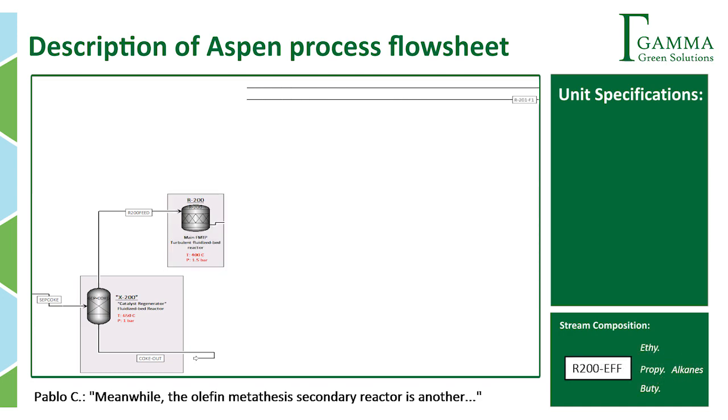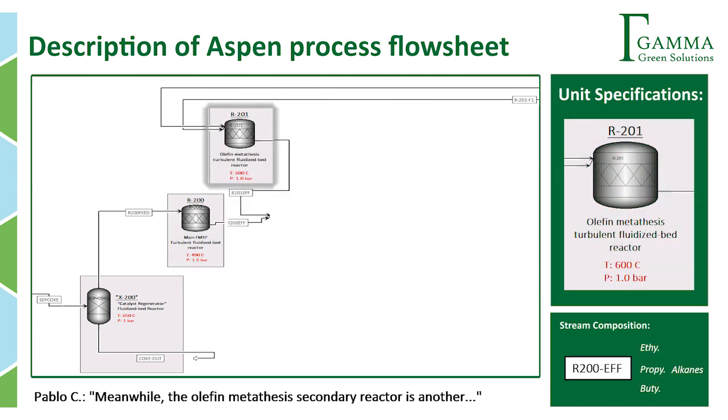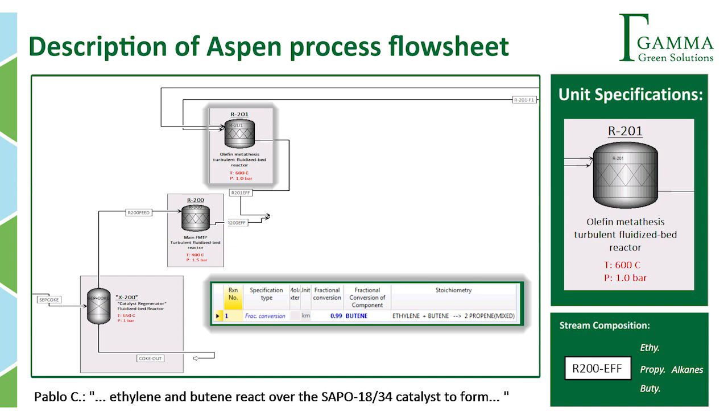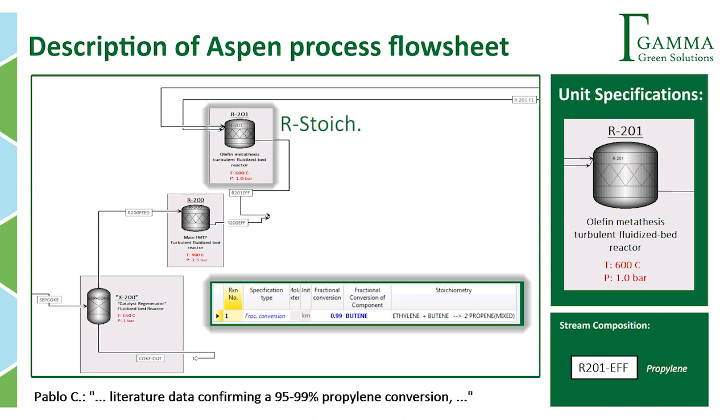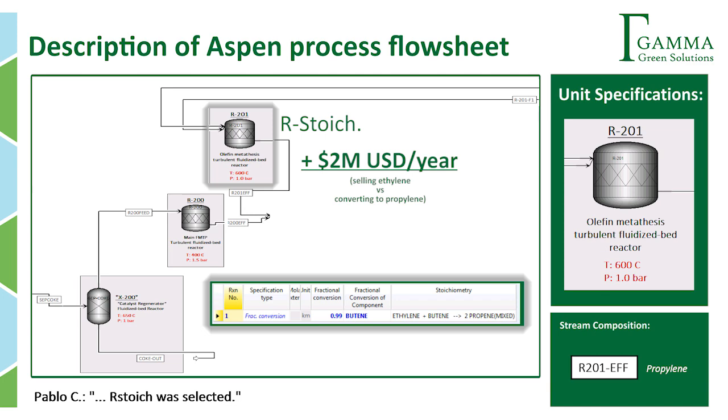Meanwhile, the olefin metathesis secondary reactor is another fluidized bed reactor operating at 600 degrees Celsius and 1 bar, where recycled ethylene and butane react over the SAPO 1834 catalyst to form propylene. Side reactions are negligible. Although this reaction is reversible and the equilibrium and Gibbs reactors may be employed, given temperature conditions and literature data confirming a 95 to 99% propylene conversion, R-stoich was selected. The increase in production entails a profit maximization of $2 million per year.